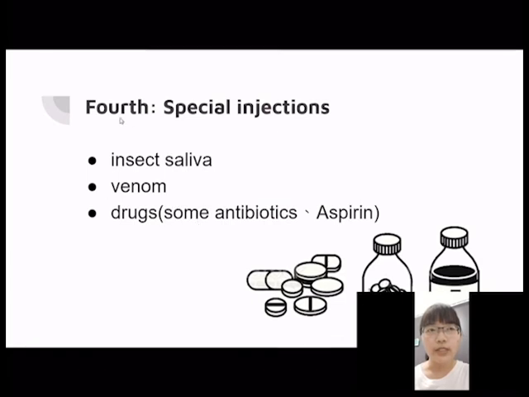The final type is special injection allergens. It enters the body by injection of drugs or mosquito bites. This type of allergen mainly includes insect venom and intravenous drugs such as some antibiotics and aspirin.